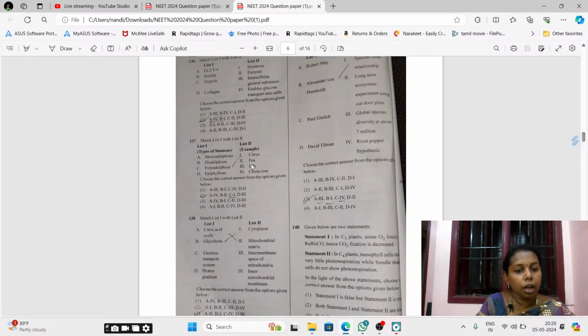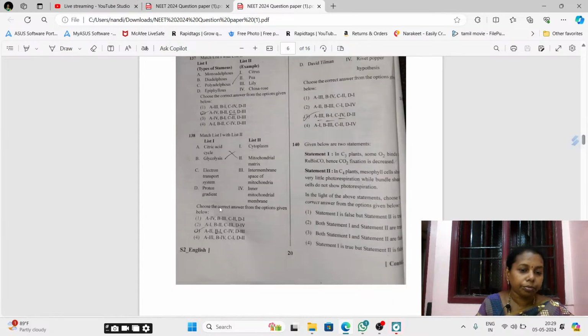137. Monadelphous stamen, morphology of flowering plants, China rose. Diadelphous, Pisum sativum, pea plants. Polyadelphous, citrus. Epiphyllous, lily. Of course, this is not there in NCERT. Epiphyllous, lily plant is deleted. But anyway, epiphyllous we are having. So morphology it is there. So option 2 is the correct answer.